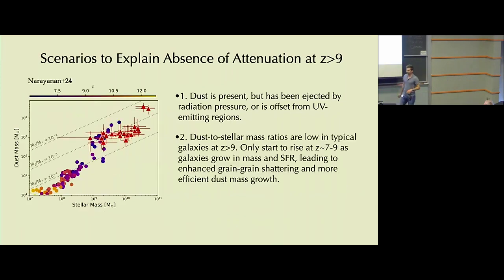Another paper that Deshika Narayanan posted on the archive last night suggests that the dust to stellar mass ratios at these very high redshifts, at redshifts above 10, are much lower than those even at redshift 7. And they only start to rise as the stellar masses and star formation rates of galaxies grow. You can read Deshika's paper to understand the physics there, but even in relatively massive objects, this paper suggests that the dust to stellar mass ratios aren't going to be high enough to present much attenuation.